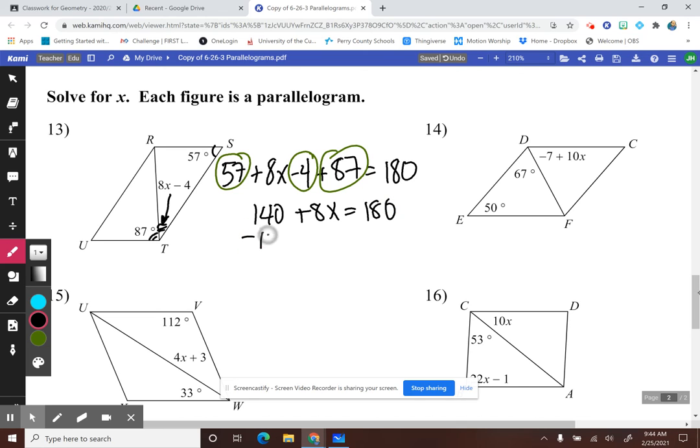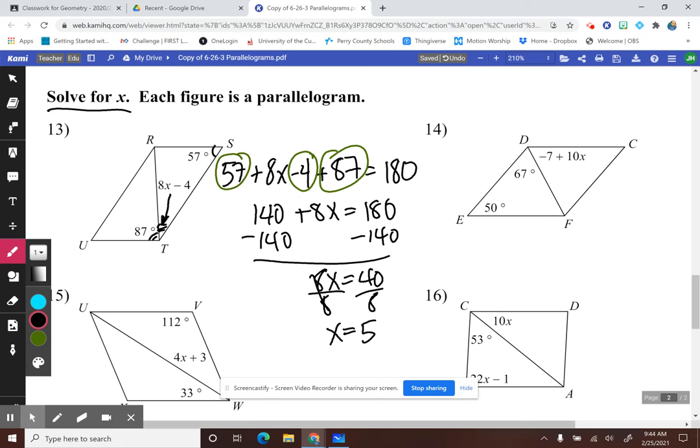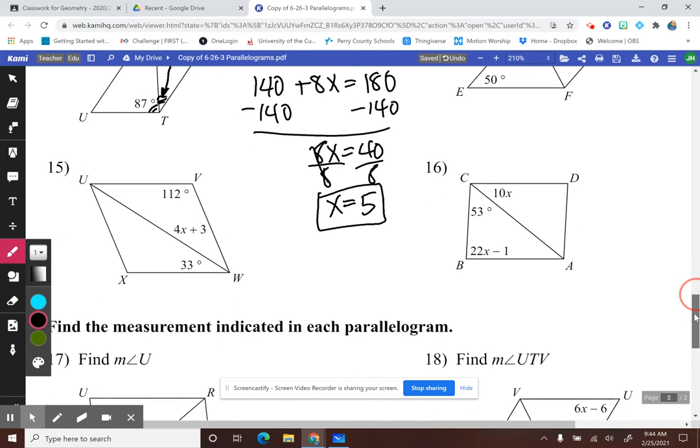And from here, I just need to subtract 140 from both sides, which is going to give me 8x equals 40. And last step is just divide by 8 to isolate this x. So x equals 5. And again, here I'm just solving for x. So this would be my final answer for number 13. And that's actually the same process that you're going to use for all these problems here, 14, 15, 16.